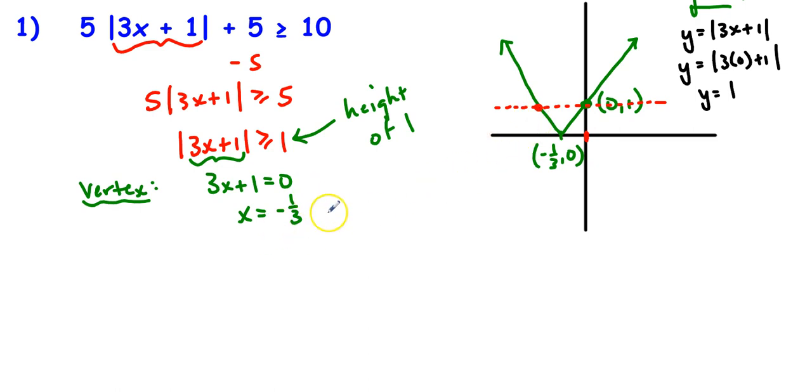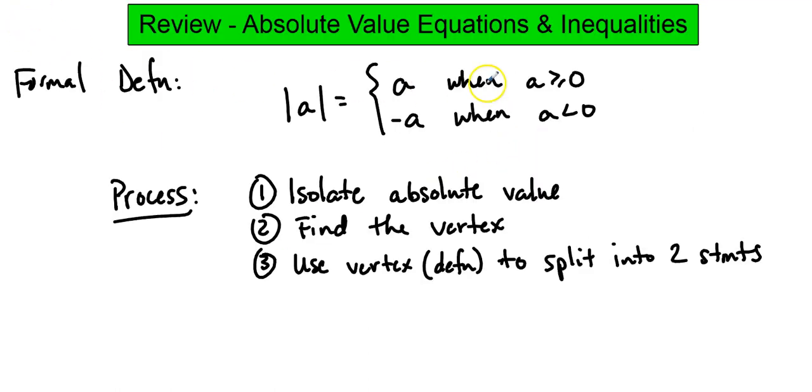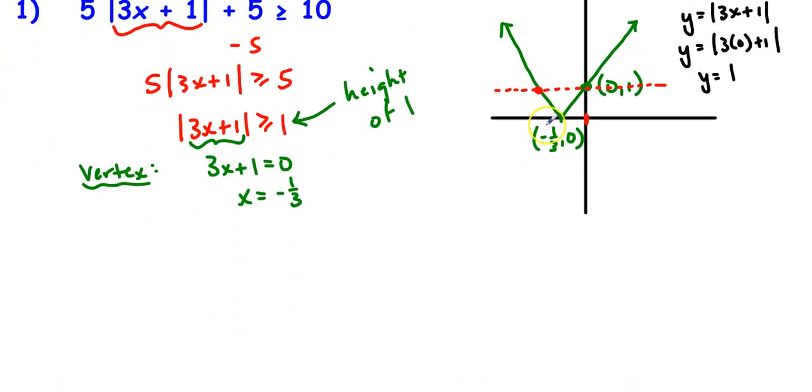So the algebra says basically I've got two cases, and these two cases are based on the definition of the absolute value. My first case is if I go to the vertex and I look to the right of the vertex. That means I'm looking at when my x value is greater than or equal to -1/3, or in other words, to the right of the vertex. And when that happens, I use the positive version of this function. So 3x plus 1 is greater than or equal to 1. And I can go through and solve that.